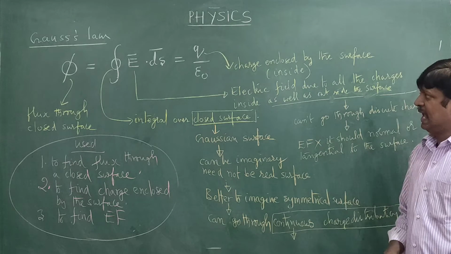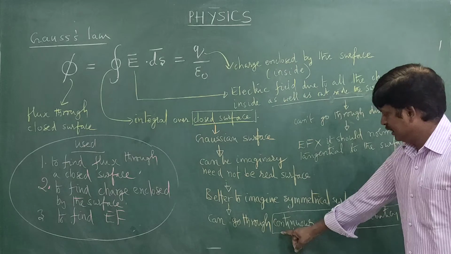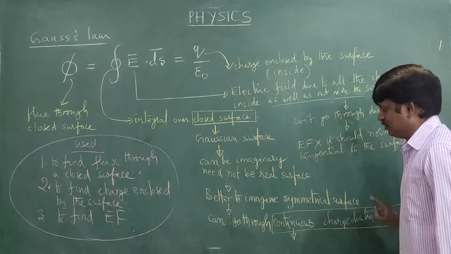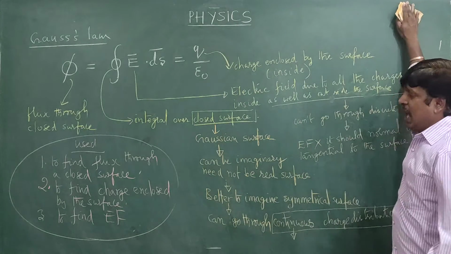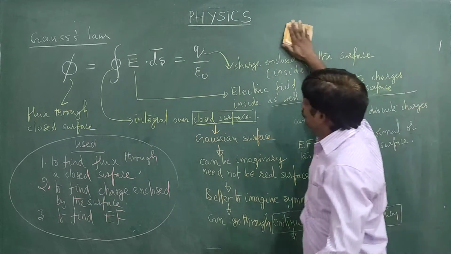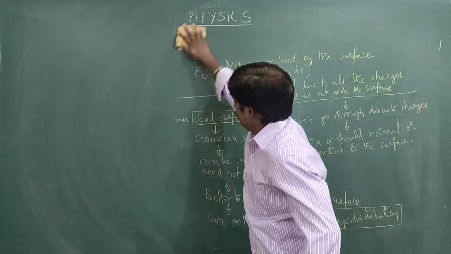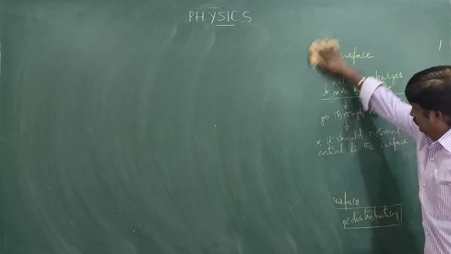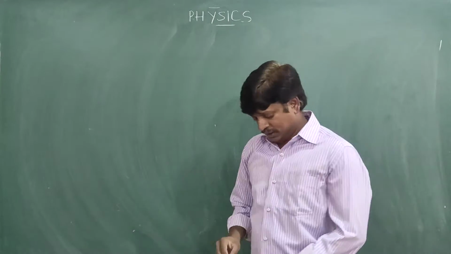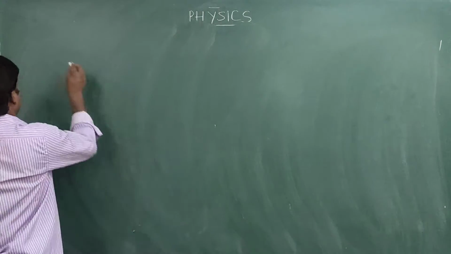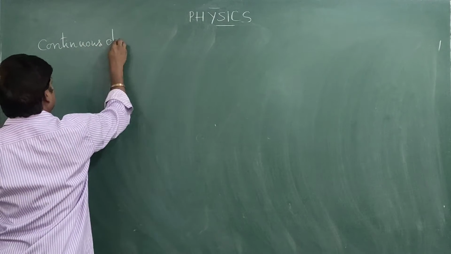Is that clear? And these are the main points regarding Gauss. I told you here. Let us talk about continuous charge distribution. Then we will move on to the numericals on Gauss. I hope it is clear. Right. So let us talk about continuous charge distribution.